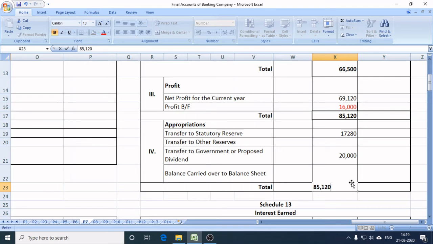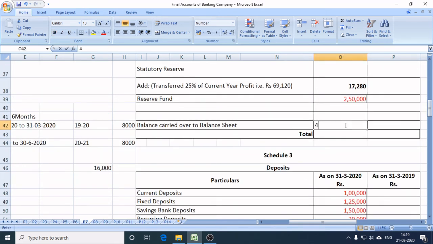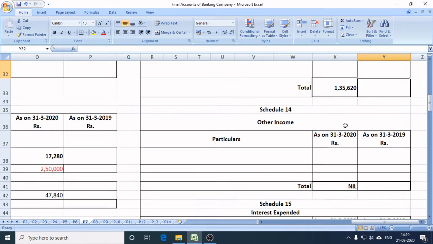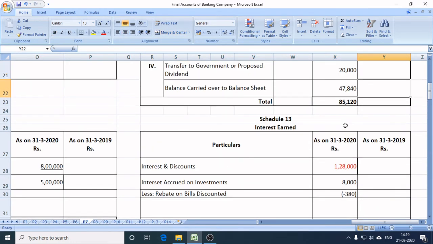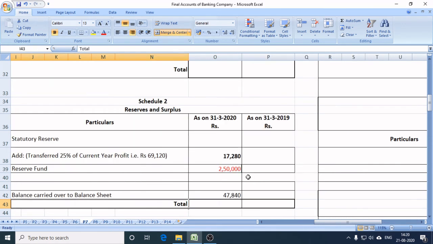85,120. From 85,120, look here, we have transferred rupees 17,280 to statutory reserve, and 20,000 declared as a dividend. So the closing balance, or the balance carried over to balance sheet of profit loss account, is 47,840. So 47,840 here. Let me check again. 47,840. Okay. Now profit loss account is closed.